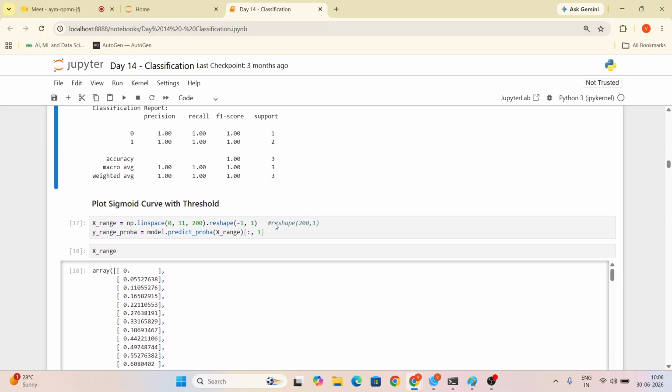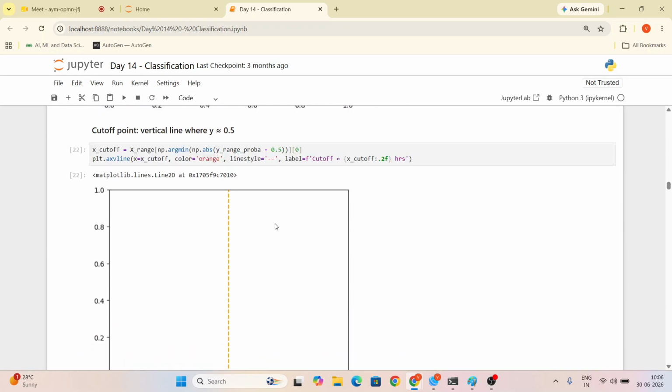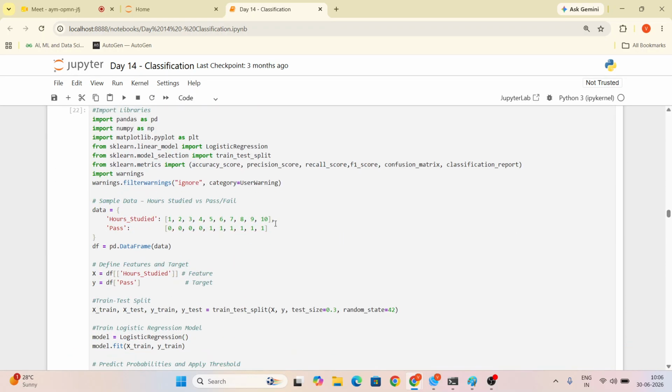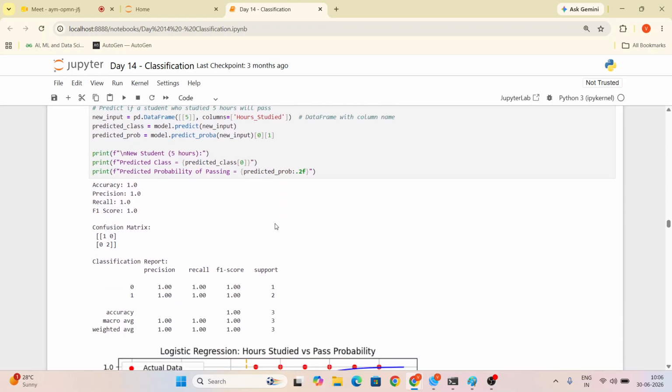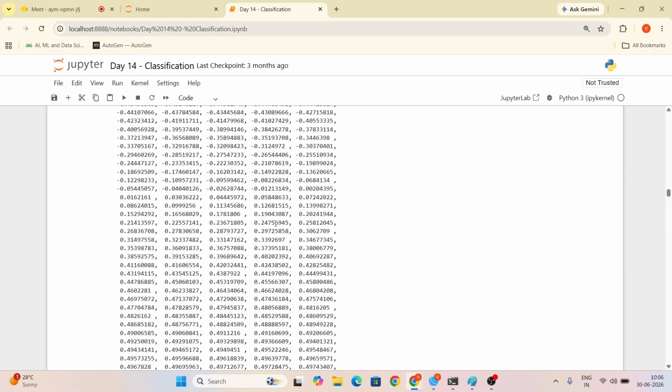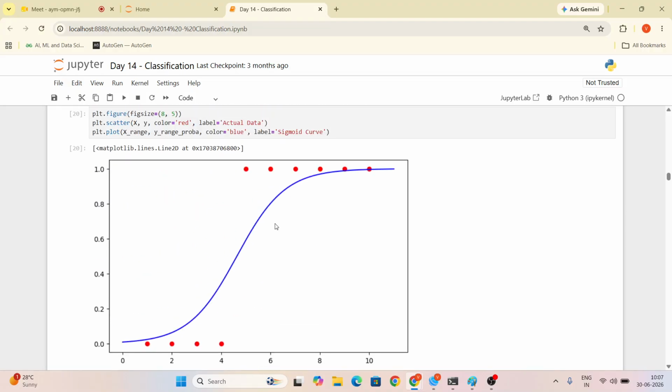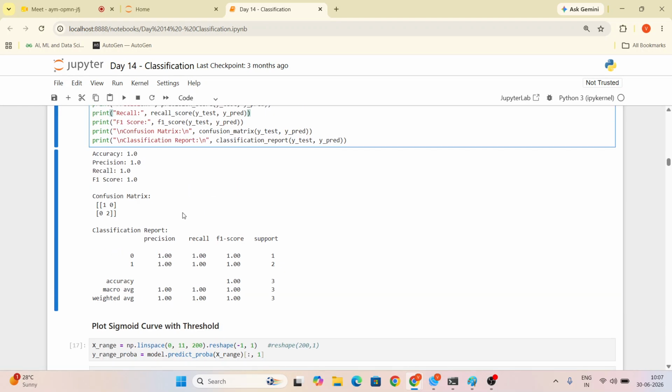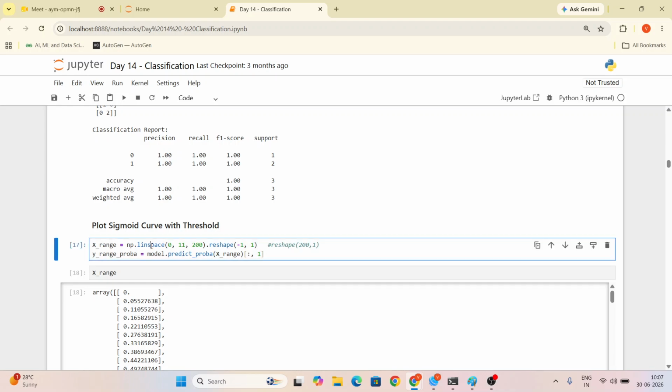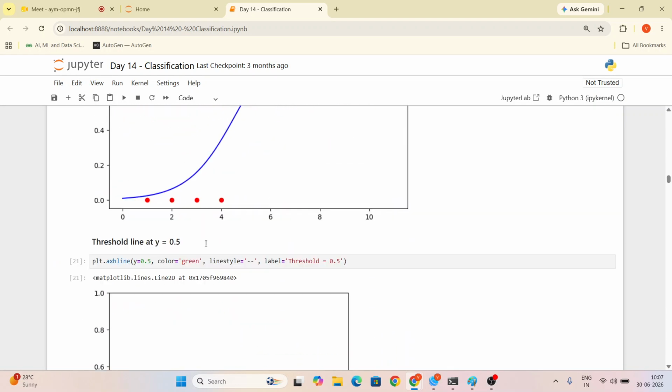Okay, so we will just see the graph. I will tell you how to draw the graph. Just listen. Guys, here we are using all the concepts: numpy, pandas, matplotlib. Now you have to find the x range and y range probability. So linspace, you already used linspace, right? 0 to 11, how many numbers is it split into? 200. So 0 to 11 is split into 200 numbers.